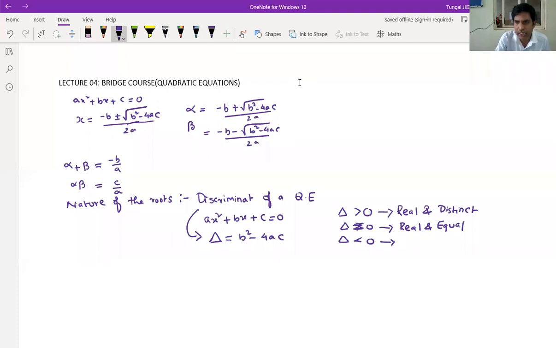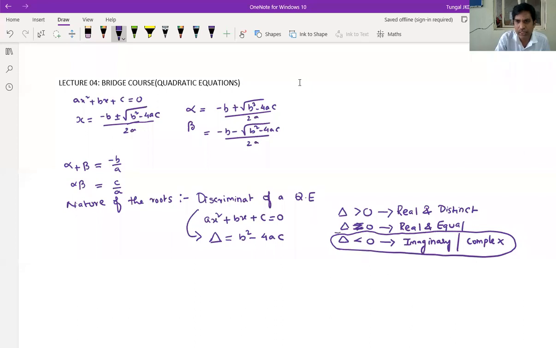What about delta less than 0? Nothing but it has imaginary roots. Imaginary or complex, whatever it may be, both are the same only. The equation has complex roots or imaginary roots. So this one we will discuss in first year, in the separate chapter on complex numbers. There, when delta or discriminant is less than 0, how to find the imaginary roots, we'll discuss there.